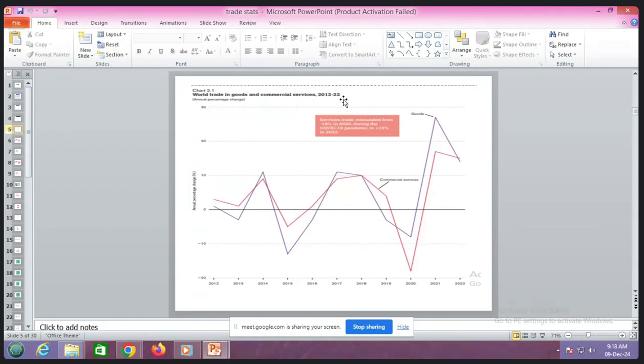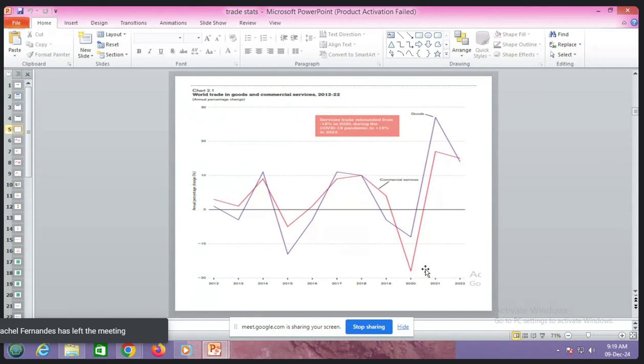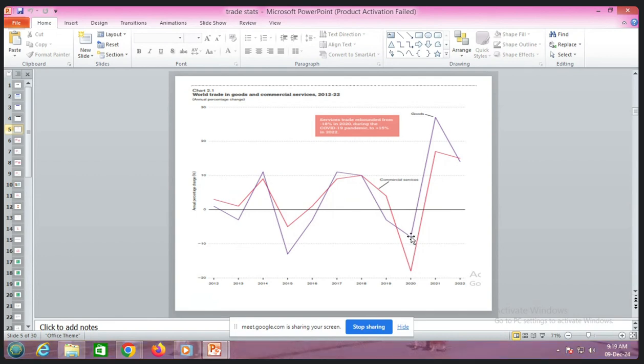So when you look at the next chart, that is world trade in goods and services from 2012 to 22, this is the annual percentage change that you are looking at. What is significant is that there has not been a steady trend in world trade. There have always been fluctuations, and you can see the deep dip that has taken place both in goods as well as in services. The red line is the services and the purple line is the goods. But there has been a rebound.